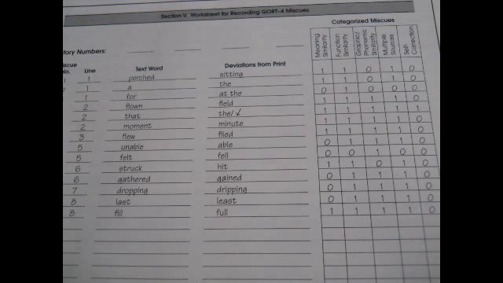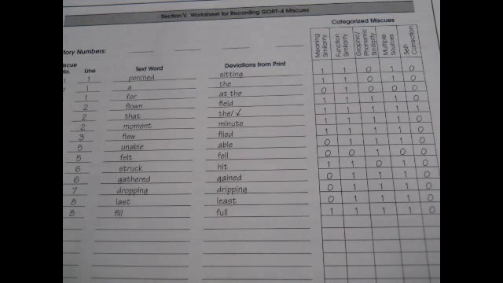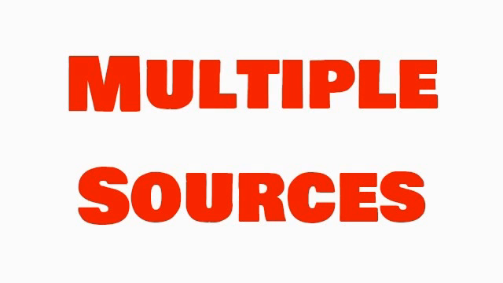Graphic phonemic similarity is when the deviated word looks or sounds similar to the text word. For example, miscue number 9 was when the student read fell instead of felt. Both look and sound similar, so that is counted as a graphic phonemic similarity. Multiple sources simply means that the student used at least 2 sources, i.e. meaning, function, and graphic phonemic similarities, to come up with the deviated word.